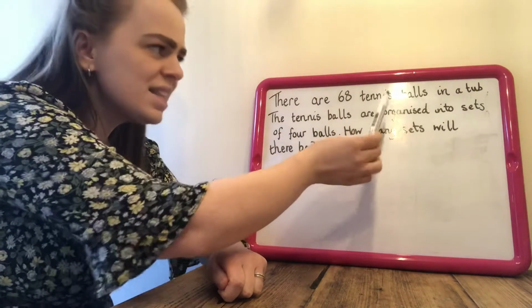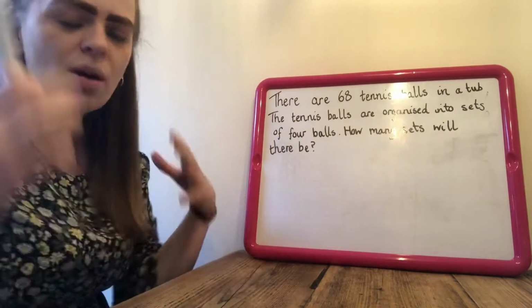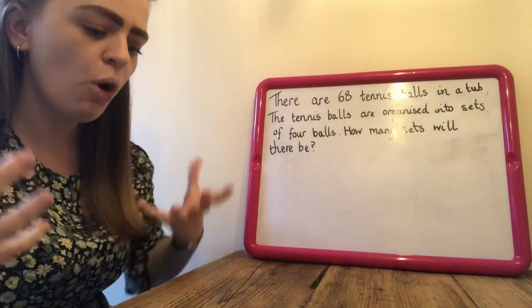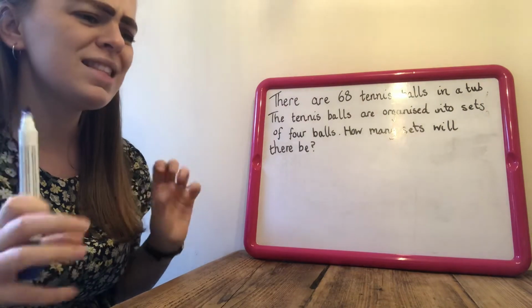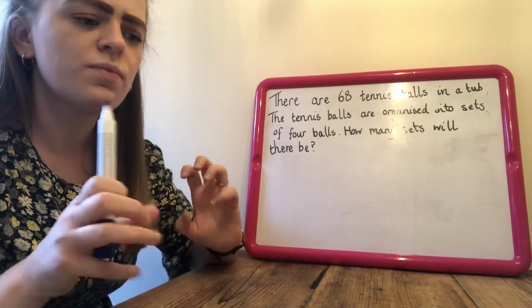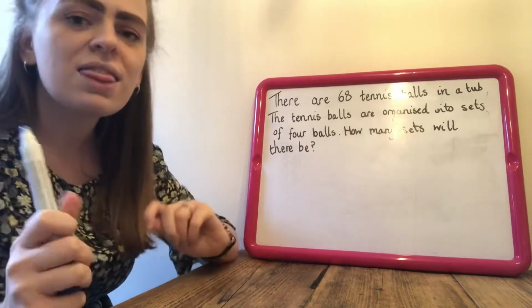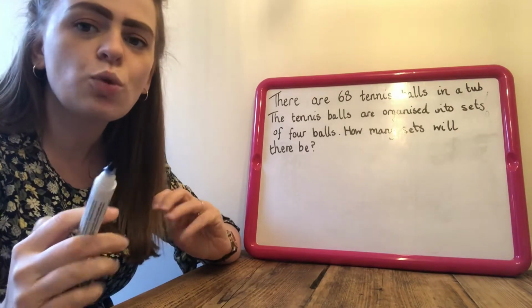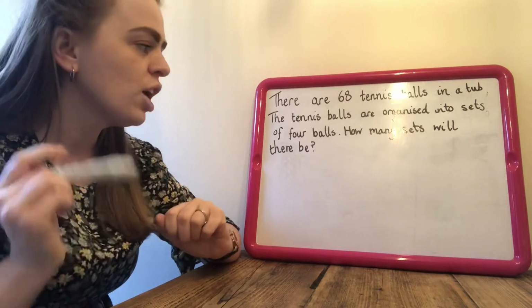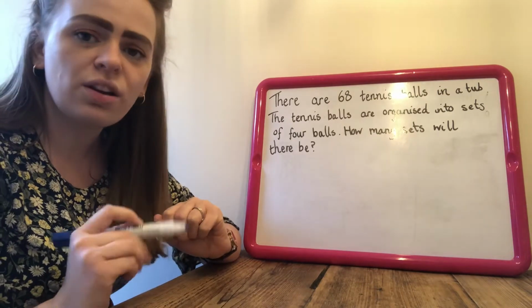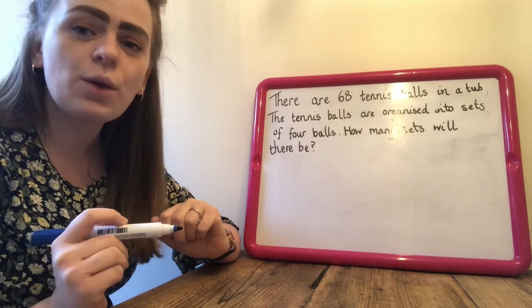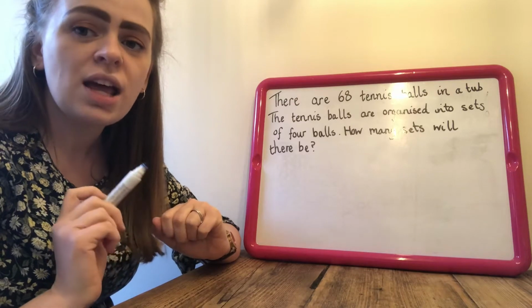So there are 68 tennis balls in a tub, right? So in my mind, I'm visualising a box full of tennis balls. And I want to organise them into sets of 4 balls, right? So I'm splitting this group of balls up. I'm going to be using division. I'm now going to go back through this question and circle some key numbers here that I'm going to be using in my division sum.